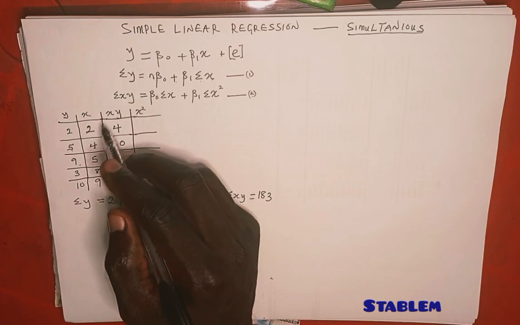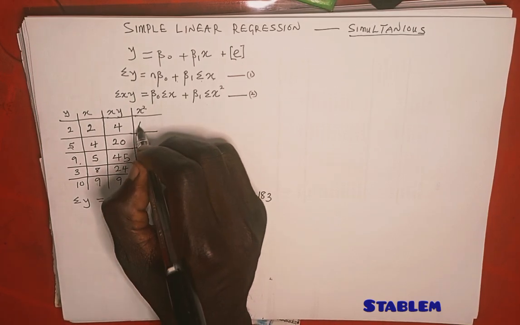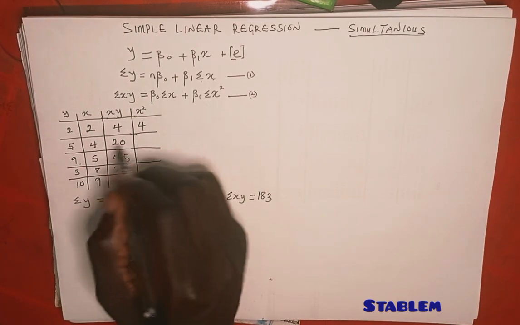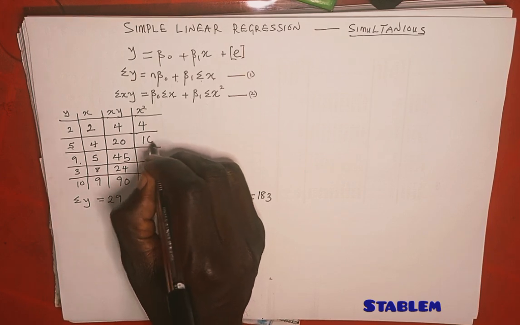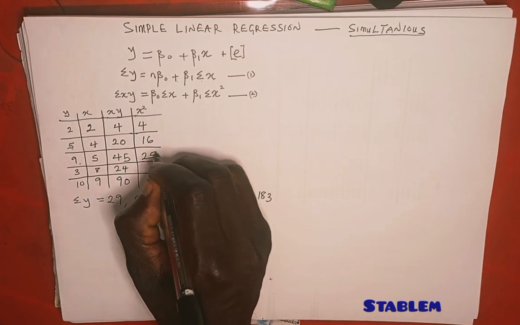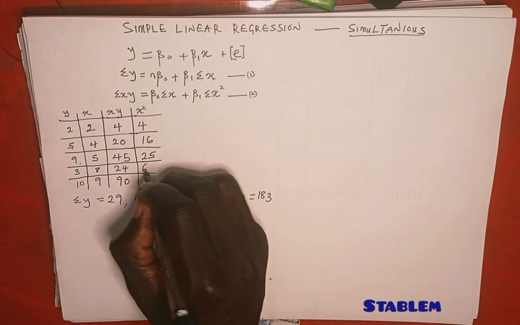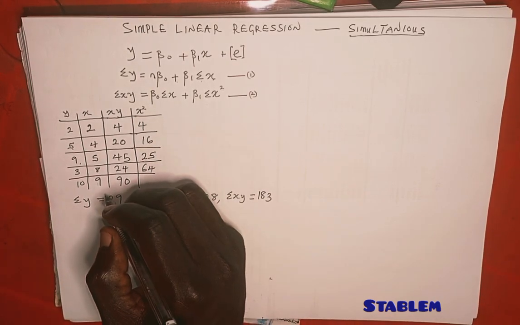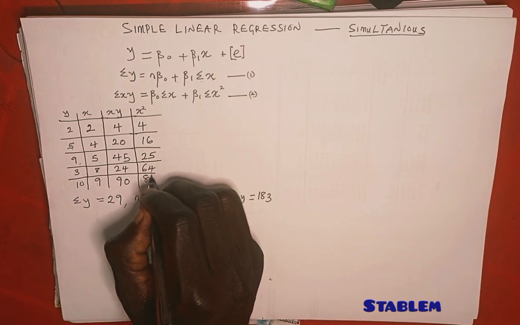So we're going to square each value in this column. 2 squared gives us 4. 4 squared gives us 16. 5 squared gives us 25. 8 squared is 64. And we have 9 squared to be 81.